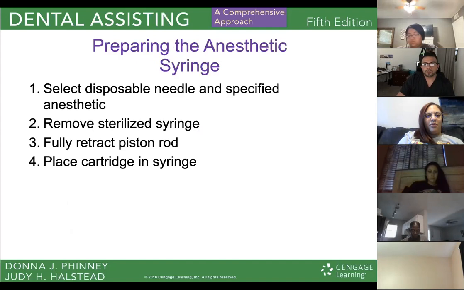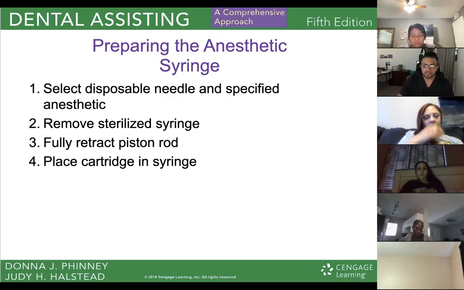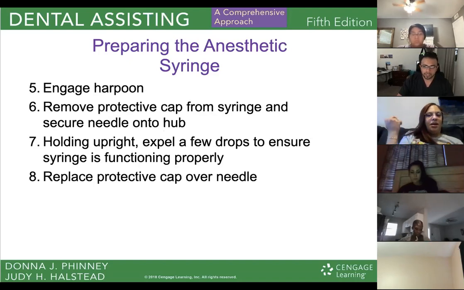All right. So preparing the anesthetic syringe, you first want to select the disposable needle and the specified anesthetic that whatever your doctor likes to use. Remove the sterilized syringe. It should be in some type of sterilized package. Fully retract the piston rod. Place the cartridge in the syringe. Then engage the harpoon. Remove the protective cap from the syringe and secure the needle onto the hub.